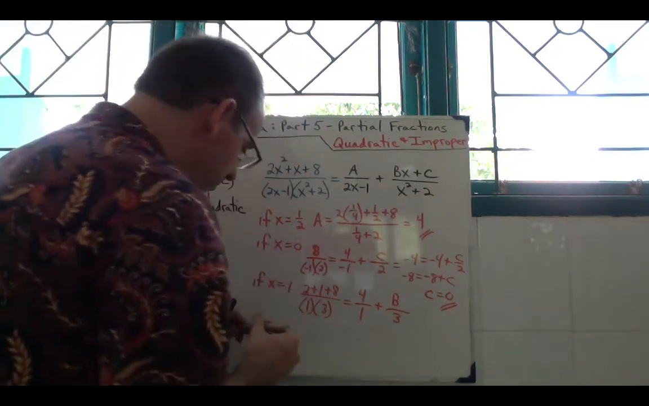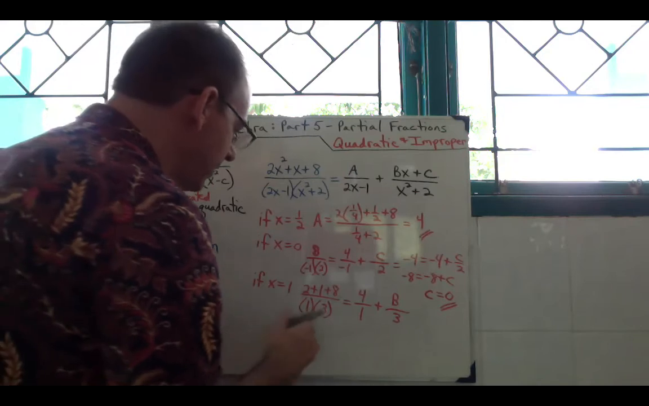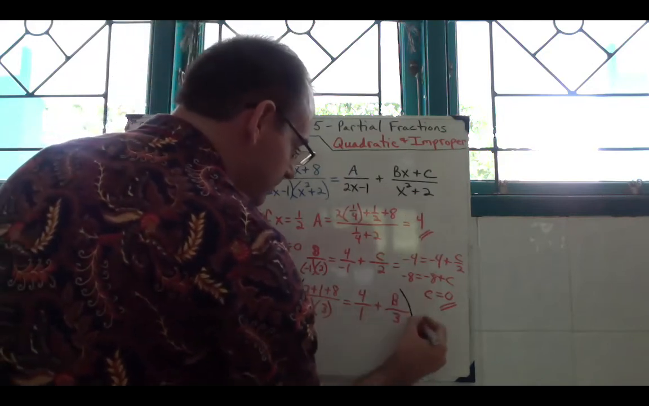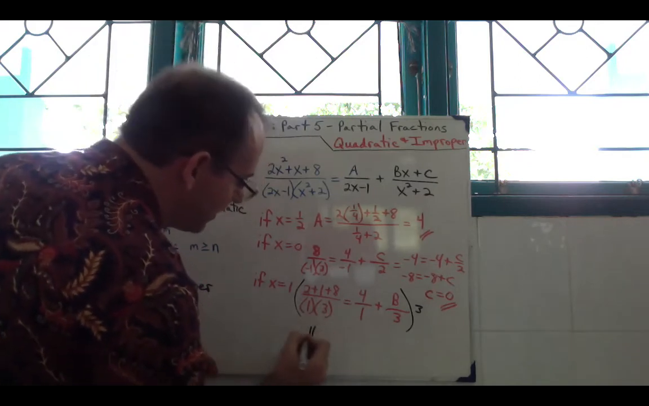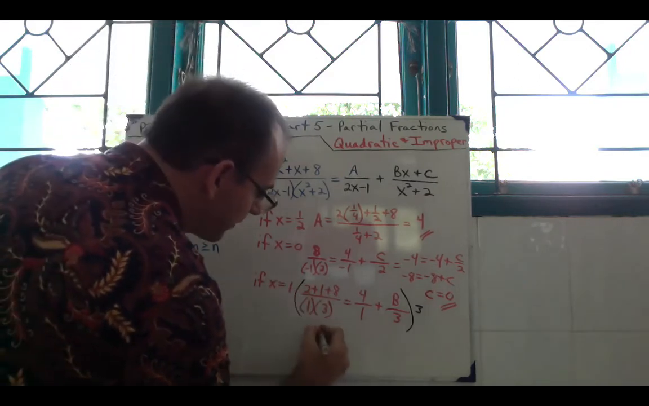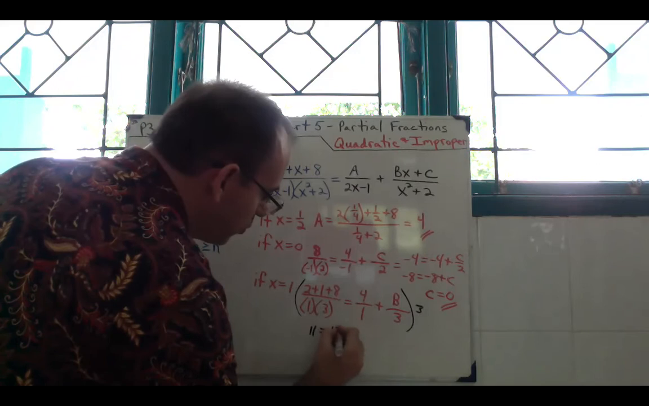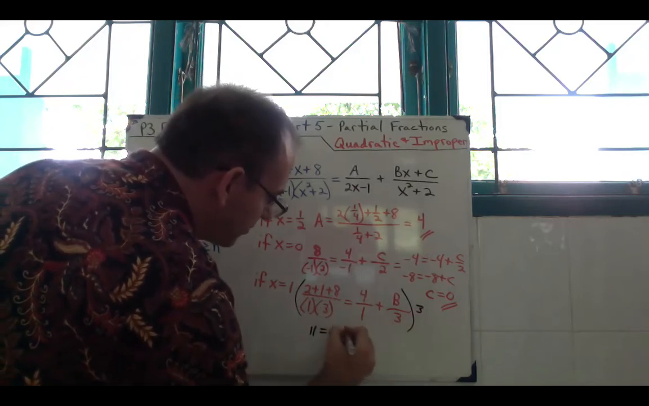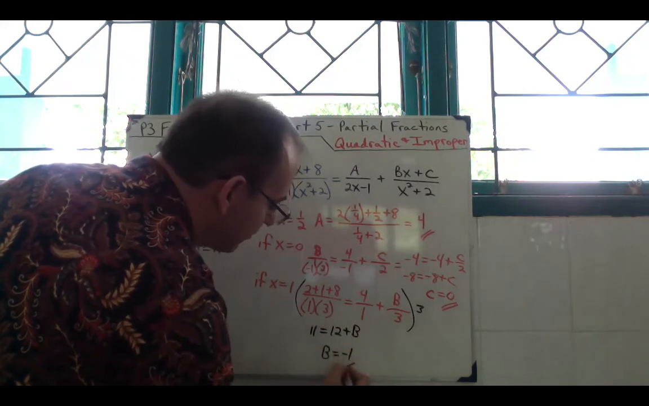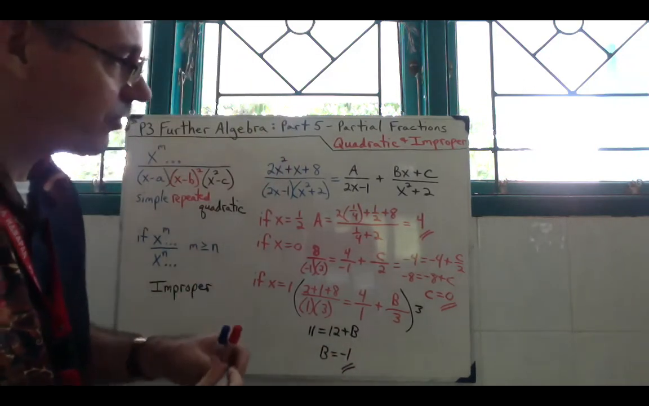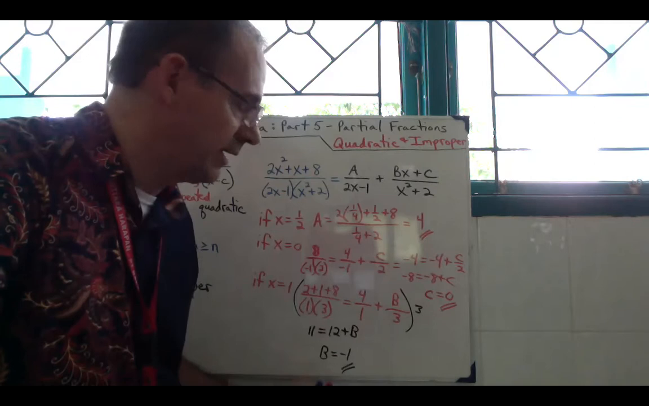So now we want to multiply this by 3. So the 3 cancels here. That just leaves us with the 11. 8, 9, 10, 11 equals 3 times 4 is 12. And the 3's cancel and we get b. So our b equals -1. So we have 4, 0, and -1.